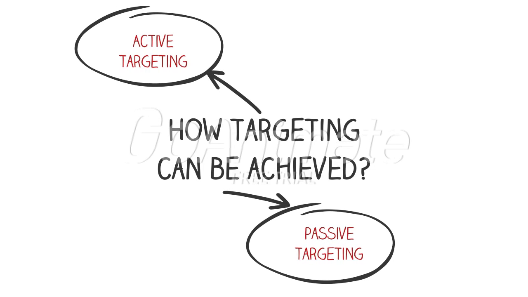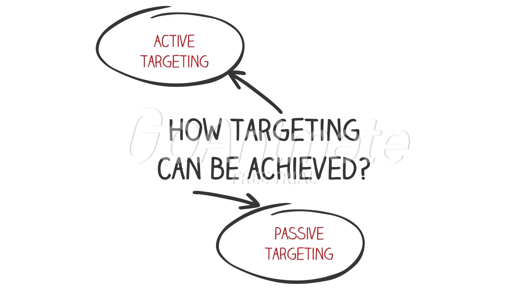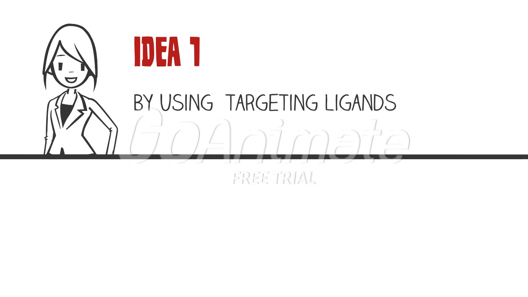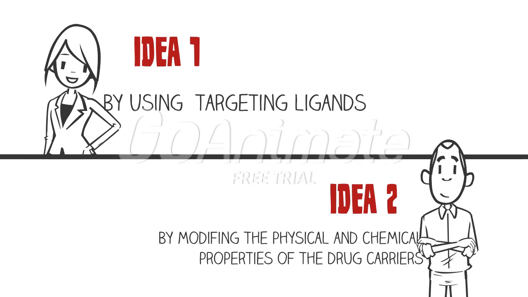Targeting can be achieved in many ways. Here, we are explaining about active targeting and passive targeting. Idea 1 is basically active targeting. In active targeting, we will attach some targeting ligands to the carrier so that it will go and combine with the cell having the receptor for the attachment. We can also call it ligand-based targeting because we primarily use ligands for this type of targeting.